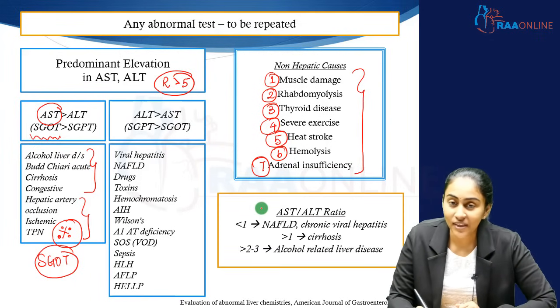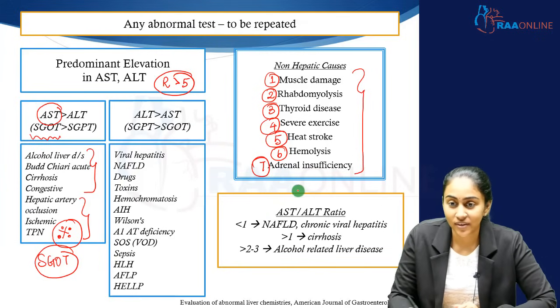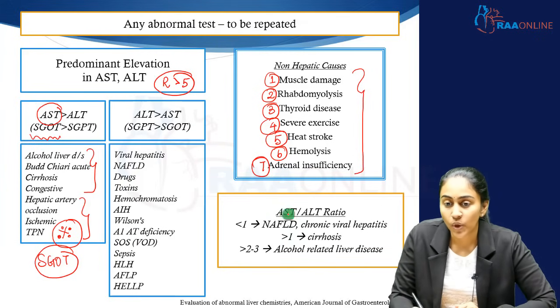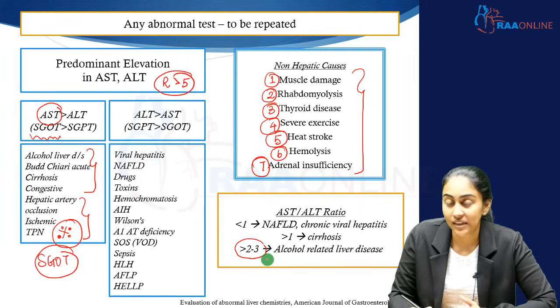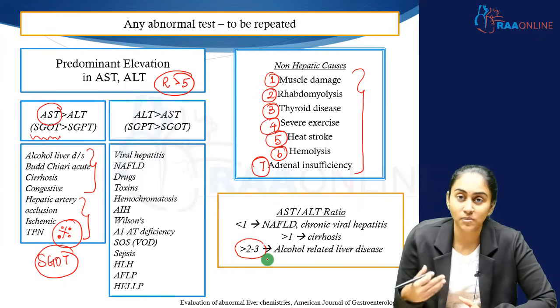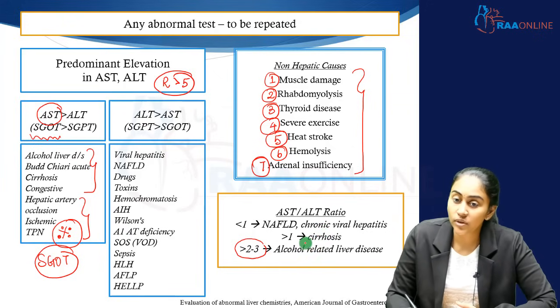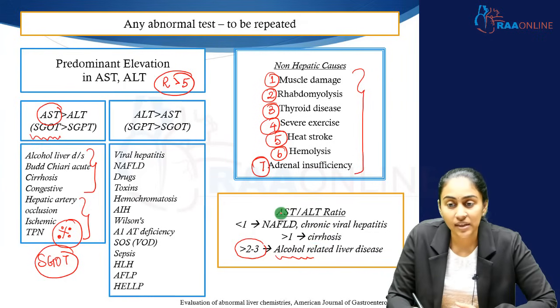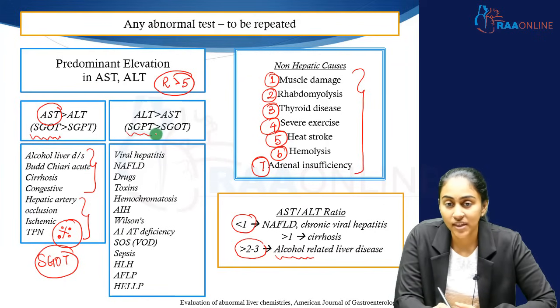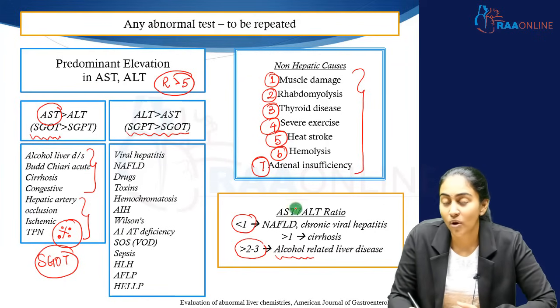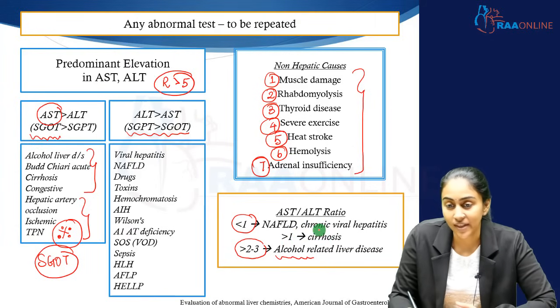So this is something that comes in very handy. As I told you earlier, AST-ALT ratio. If this is going to be high, if it is more than 2, an alcohol-related liver disease becomes very likely, and if it is more than 3, then the possibility becomes even higher. So an AST-ALT ratio of more than 2 makes an alcohol-related liver disease very likely. Similarly, AST-ALT ratio less than 1, that means your SGPT is more than SGOT. Now this is more common in patients with viral hepatitis and in NAFLD.